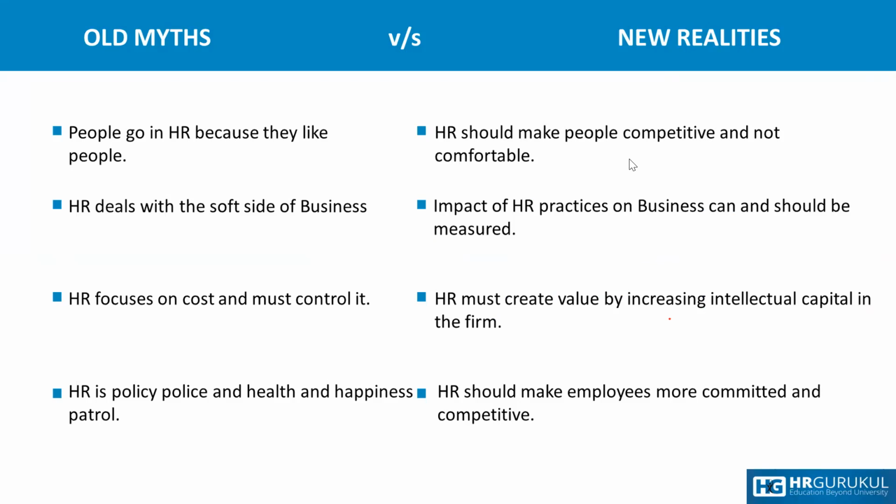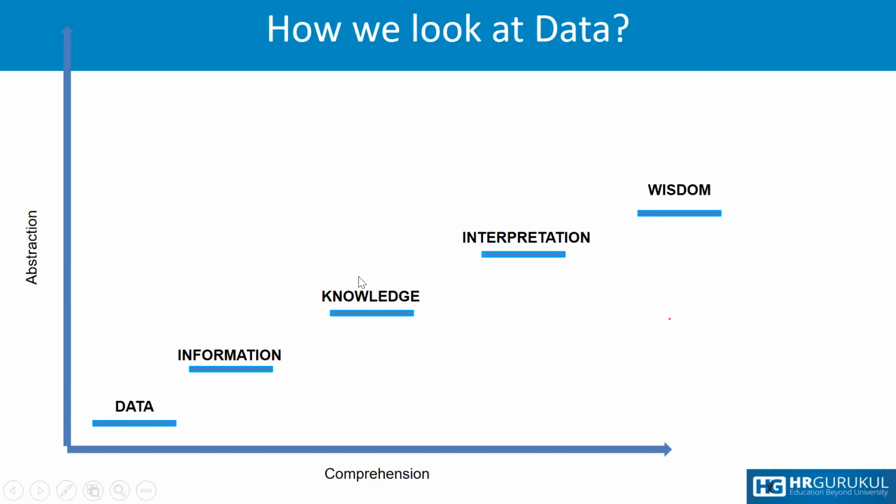Right? Some harsh realities, but yes, we have to accept those things. Now the thing is how we, as a normal person, look at HR data. If I plot a graph of abstraction versus comprehension, at the base level we look at data. That data sometimes gets converted into information. When dots get connected, we get some knowledge out of it. When knowledge gets meaningful interpretations or insights, it gets converted into wisdom.